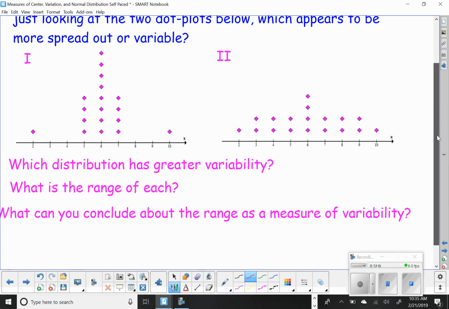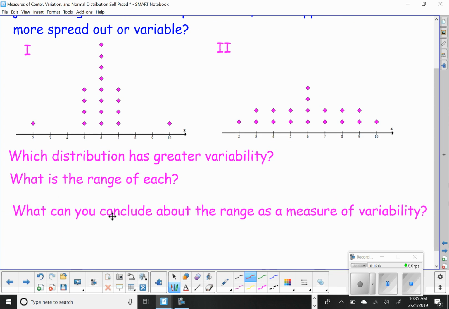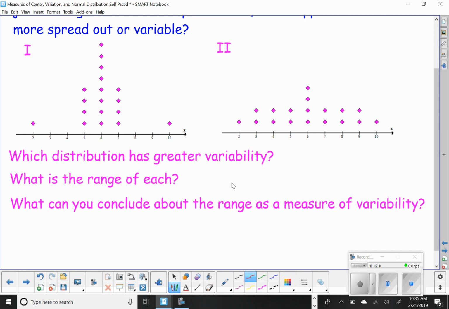Okay? So if I'm looking at this, which distribution has greater variability? That would be number 2. It's more spread out. What is the range of each? Well, remember that the range is the max minus the min. So the range is max minus min. So we've got 10 minus 2.